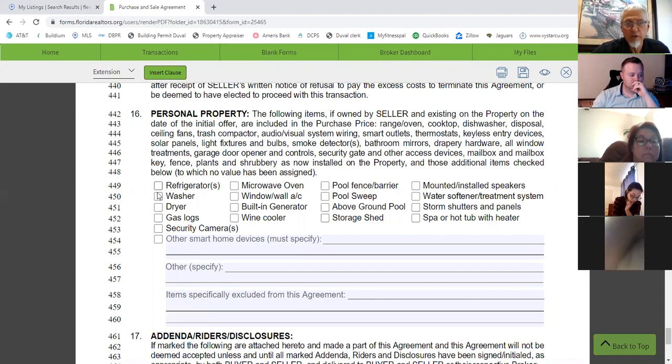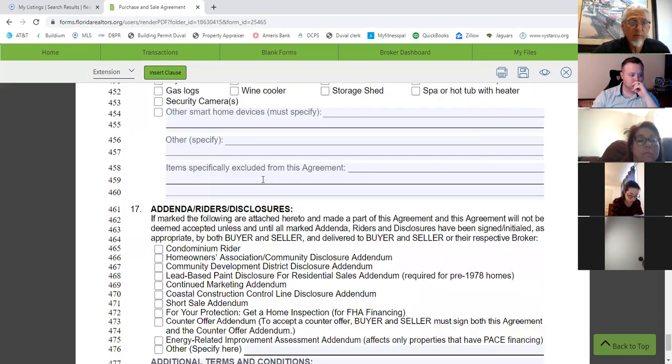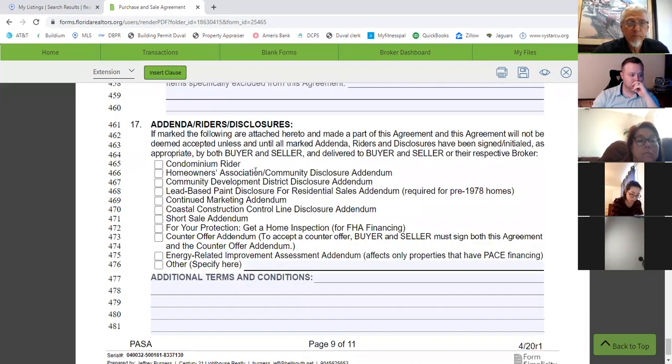But if you're including the refrigerator, washer, dryer, don't make that mistake. Make sure that you include it. If the buyer wants it, you go through all of these items with the buyer, make sure what they want when you're filling this out. If you miss something, you can ask, possibly do an amendment.